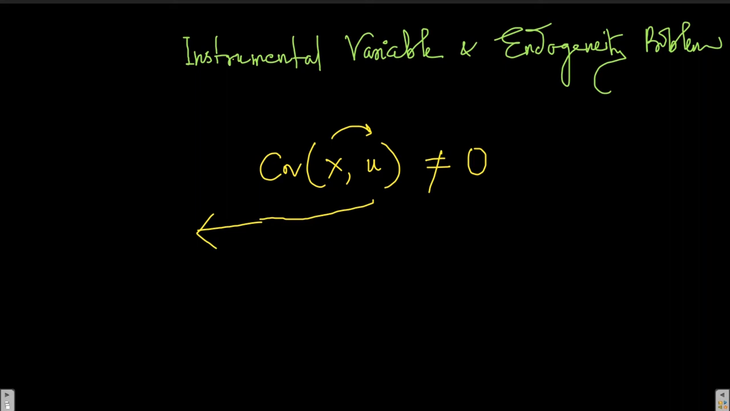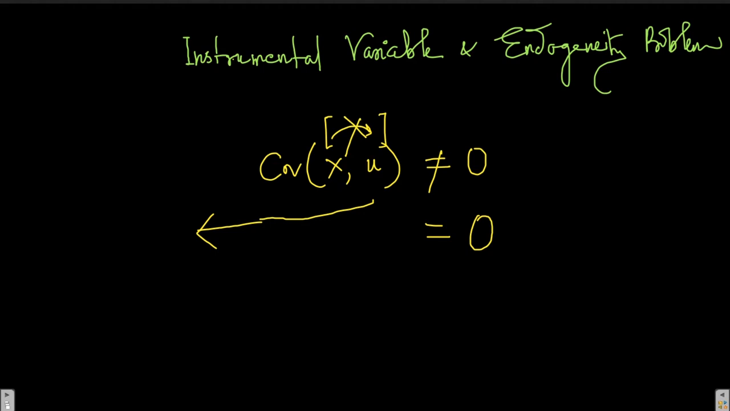So essentially I want a variable instead of x which is actually free from u, so that the covariance of that specific variable with the error term is 0. If I can find a particular variable that can be a suitable substitute for x, then that can play a role in removing the problem of endogeneity. And I claim that an instrumental variable, or a good instrumental variable, can actually do this job.